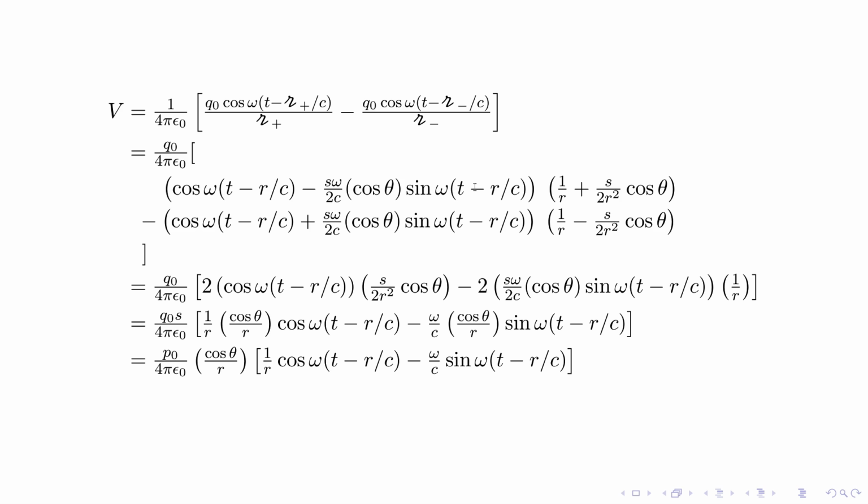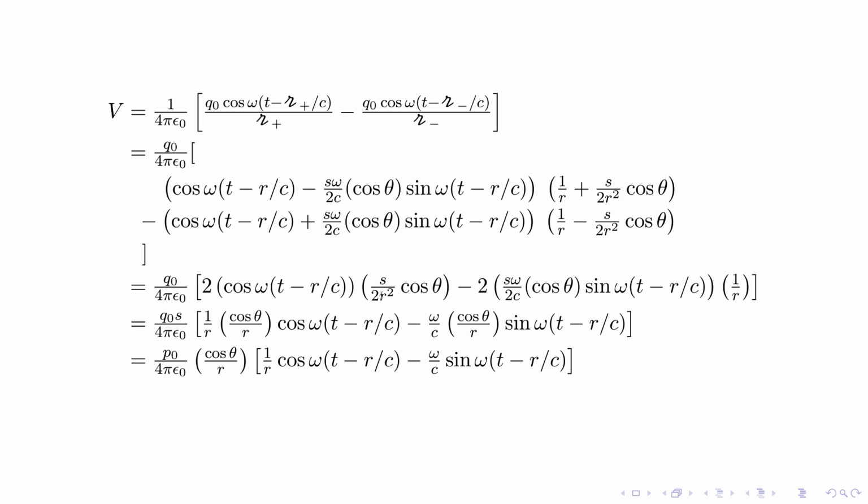Also, this term right here, the p naught omega over c cosine theta sine omega t minus r over c term, multiplied by the 1 over r term. Over here it's negative times that, and it's a negative times that, so we get minus 2 of those terms. Okay, simplifying, we have a 2 on the top and a 2 on the bottom, a 2 on the top and a 2 on the bottom, so those disappear. We pull out the factor 1 over r, and we're left with the cosine theta over r.